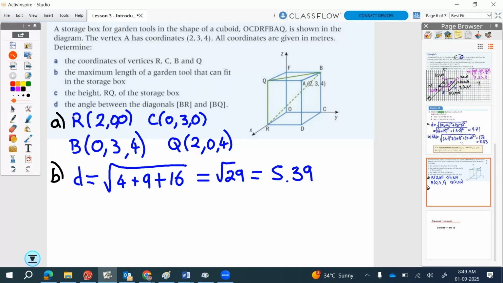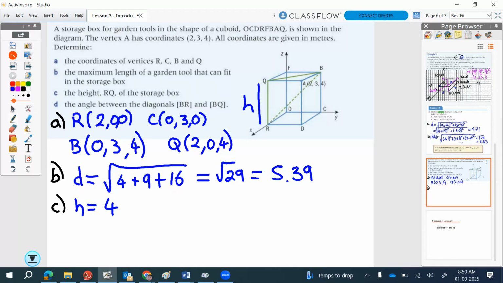For part C, we need to find the height of the storage box. The height of the storage box would be any of these lengths here in this vertical direction. So if we go from the origin to F, we can see that that one is going to be 0, 0, 4. So the height of the storage box is 4, or H for height.